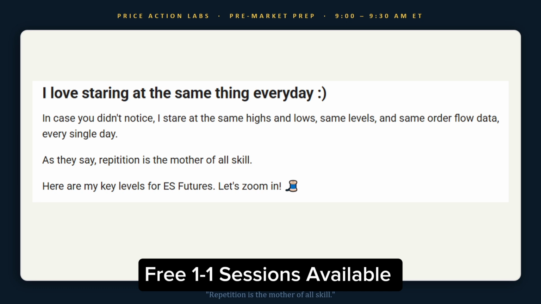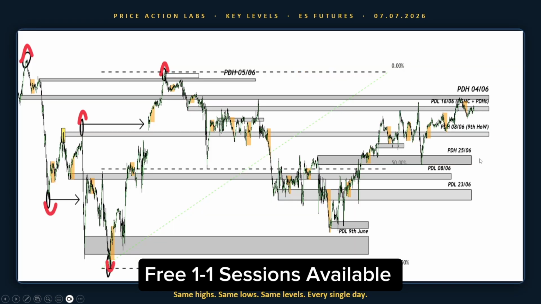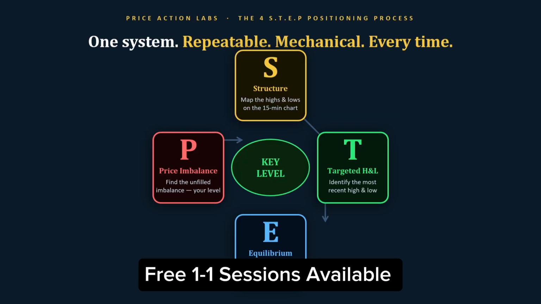What I mean by that is, when you stare at the same thing every day, that's because levels repeat when they hold. In other words, if you found a good key level, your job is to understand where that key level came from and simply execute at that level with order flow. So this is how the plan was for today. I do this between 9 and 9:30 Eastern every single day, right? There's never a day where you're above the basics. I do this every single day.